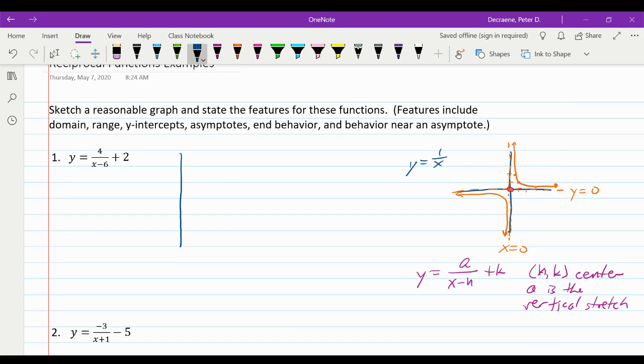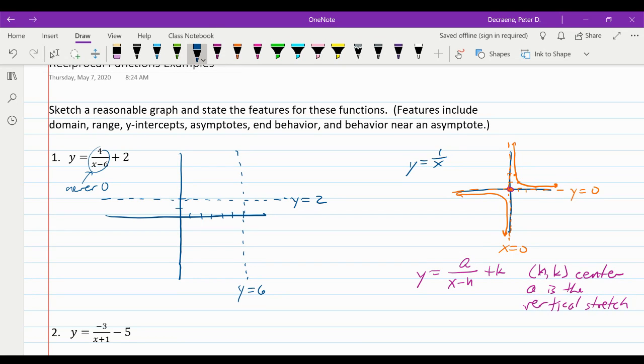Because the denominator says x minus 6, I know that x can't be 6, because 6 minus 6 would be 0. We're not allowed to divide by 0. So 1, 2, 3, 4, 5, 6. There's an asymptote there at x equals 6. And since 4 divided by something can never be 0, this part can't be 0, but really close to it. But if we add 2 to something really close to 0, that means we're at 2. So there's a horizontal asymptote at y equals 2.